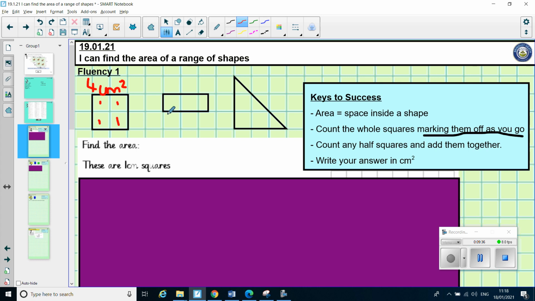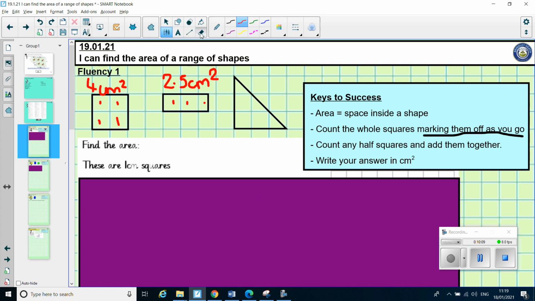Okay, my next shape then. Again, I'm going to count the whole squares, marking them off as I go. Once I've counted the whole squares, I'm then going to count any half squares. So I've got 2 whole squares, and this square here is not a whole square that's taken up by my shape, it's only half a square. So therefore, my area must be 2.5. 0.5, remember, is the same as a half. 2.5 centimetres squared.